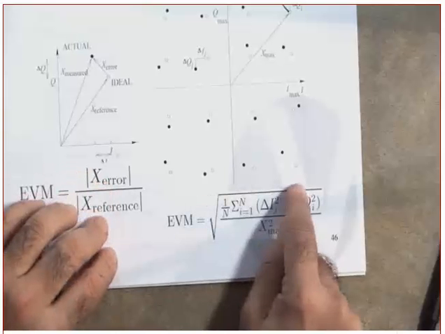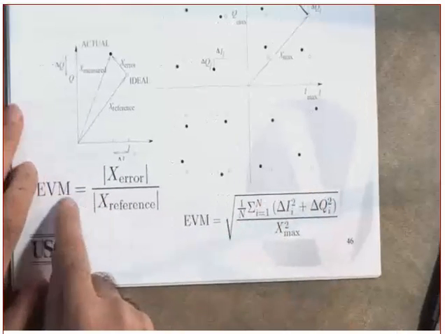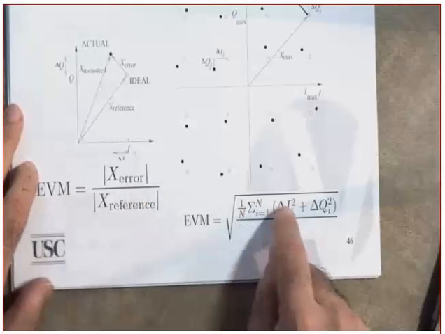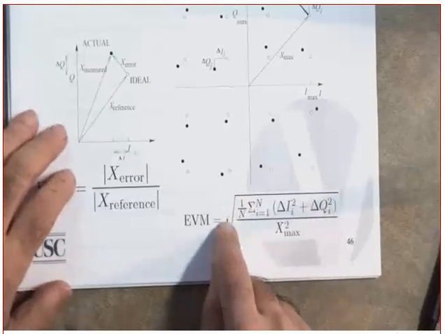Why am I taking the square root? Quickly. Why am I taking the square root? I'm taking the square root because this is a voltage. And here, what I am measuring is a power. Are you following that? So I'm taking the square root.